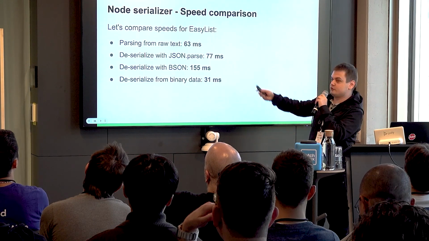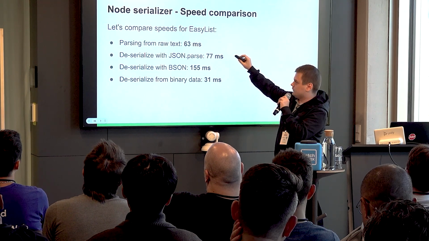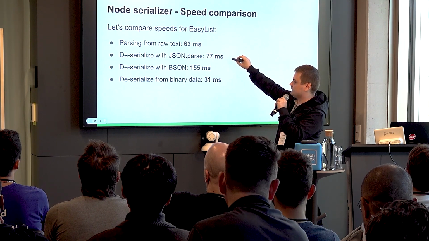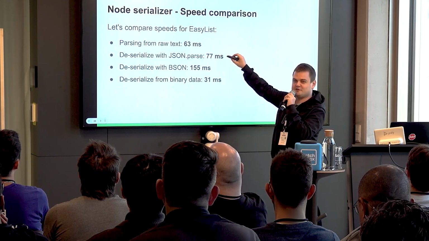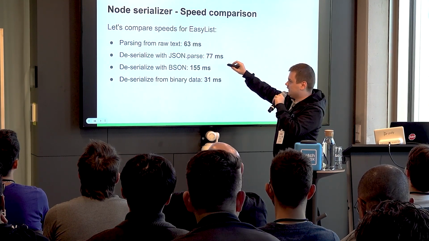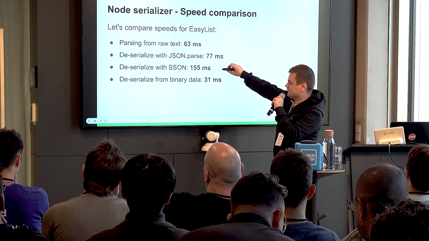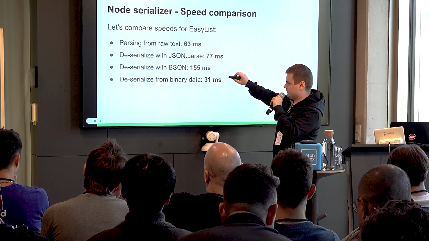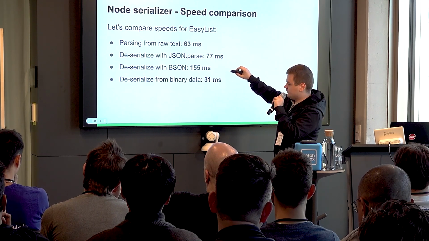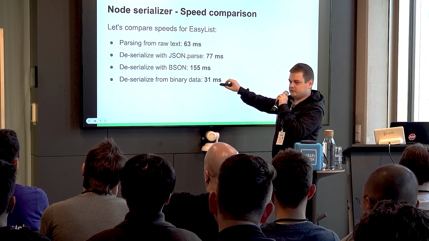And the next one is speed, because size is just one aspect. Parsing EasyList takes 60 milliseconds. Deserializing with JSON parse takes more than parsing, so actually it works pretty well. Deserializing from binary JSON takes much more than parsing, and uses a lot of memory, of course. And deserializing from our binary data is just 30 milliseconds.